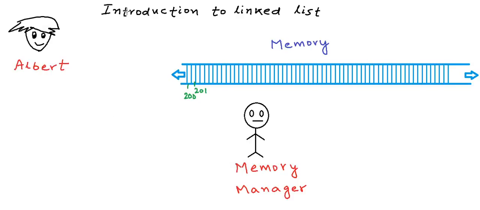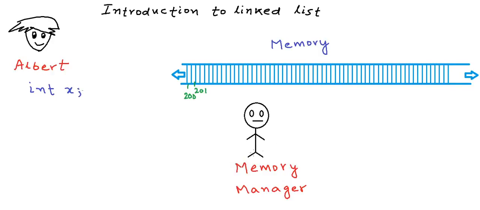Albert is our programmer and he is building an application. He needs to store some data in the memory, so he needs to talk to the memory manager. He can talk to the memory manager in a high level language like C. Let us say that he is using C to talk to the memory manager. First he wants to store an integer in the memory. So he communicates this to the memory manager by declaring an integer variable, something like this.